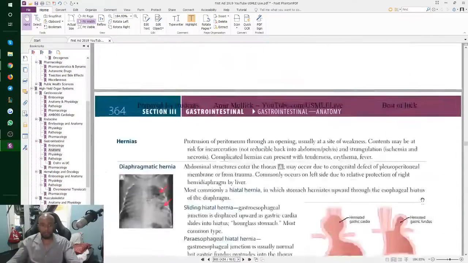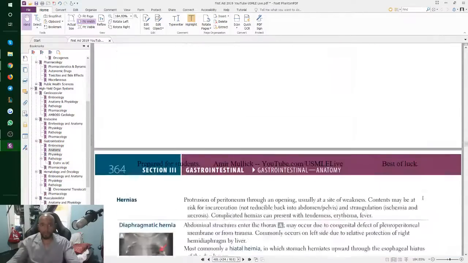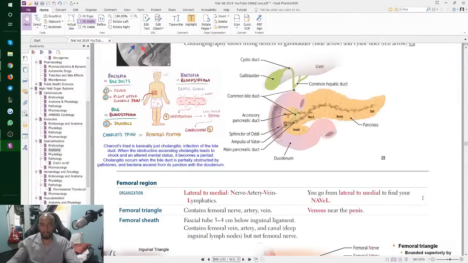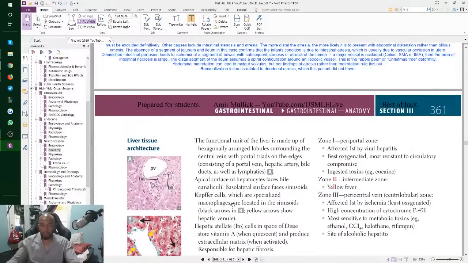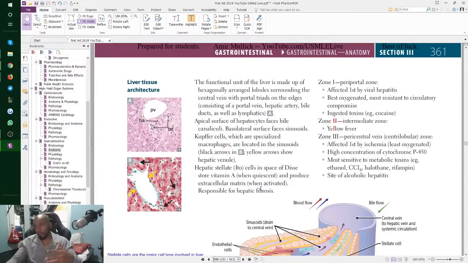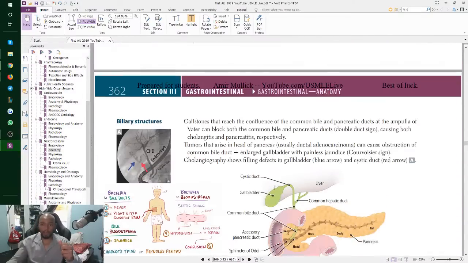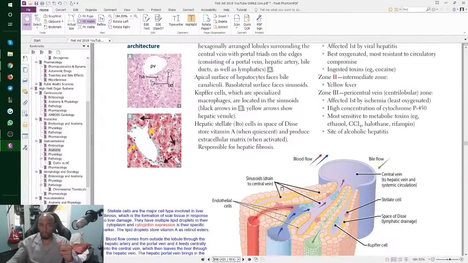The remainder of this is going to be pretty much your liver and the stuff coming from the inguinal area. So I'll do that in the next video. I'm going to be right back and we'll continue on from there.